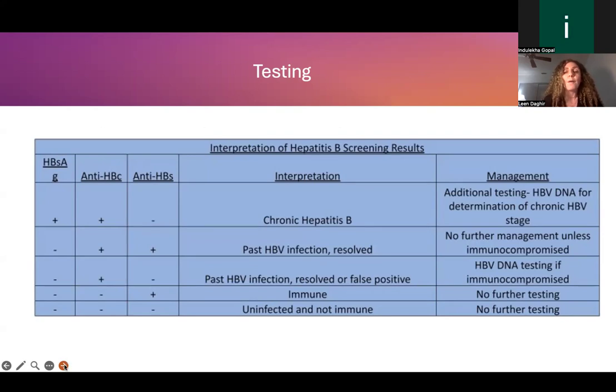In patients who have only core antibodies positive, this is past, resolved, or false positive. A patient who is immune will have only anti-surface hepatitis B antibodies, and one who is uninfected will not have any of them positive. So this is a very important slide. It's a testable point. Sometimes in some form, they will ask this.